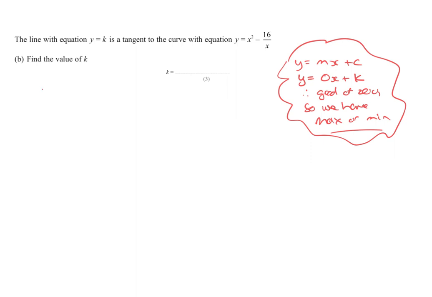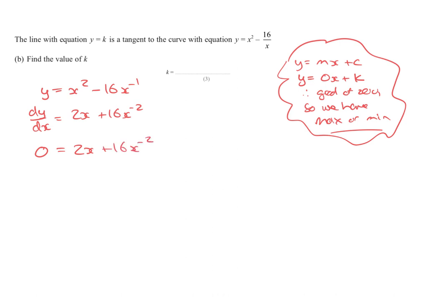So we take our equation, y equals x squared. I'm going to write it in index form, so it's minus 16 x to the minus 1. That's just the same as my function written above. I'm going to differentiate, so dy by dx is equal to 2x plus 16x to the minus 2. The minus 1 multiplies minus 16 to make it positive 16, and we take 1 away from the minus 1. Now, we know we have a turning point, so we put 0 equals 2x plus 16x to the minus 2.